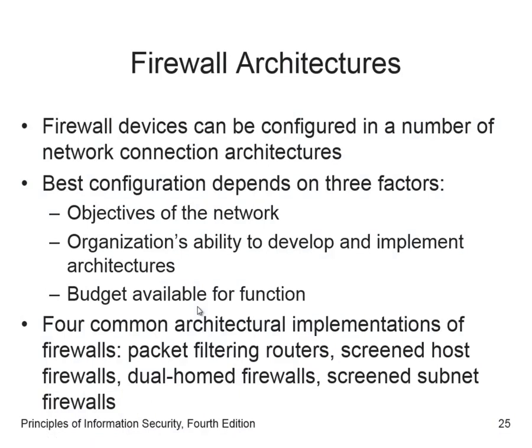Each of the firewall devices noted in the previous session can be configured in a number of network connection architectures. The firewall configuration that works best for a particular organization depends on three factors: the objectives of the network, the organization's ability to develop and implement the architectures, and the budget available for the function. Although literally hundreds of variations exist, there are four common architectural implementations of firewalls: the packet filtering routers, screened host firewalls, dual-homed firewalls, and screened subnet firewalls.